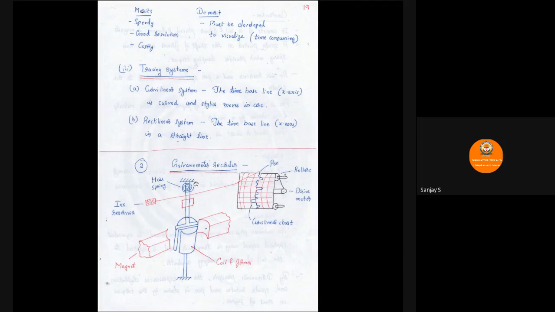Then the next one is the galvanometer type recorder. So this is the arrangement of the galvanometer type recorder. We have a permanent magnet here, and then a coil wound on a former, and here we have an ink reservoir which stores the ink, and we have the pen over here that drives on the paper. So we have rollers that basically drive the paper in one direction, and there is a corresponding motor for the same. The pen will basically move on this paper to record the signal, and we have a hairspring here that will provide the damping.